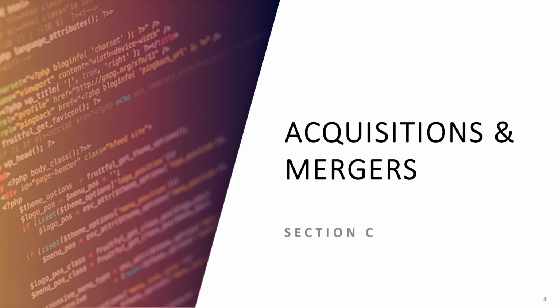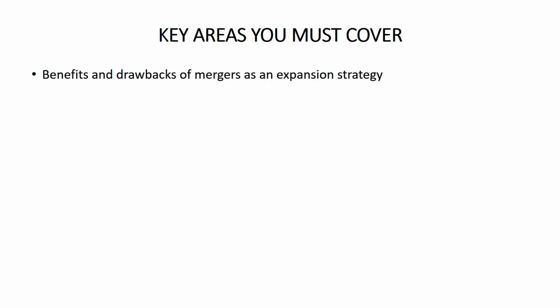right? So first, the key areas you must cover: you have to know the benefits and the drawbacks of mergers as an expansion strategy. This is like a theory part, right? Whenever you are given a topic, you are not just given the numerics, you are also given the theory. So you also have to go through the theory of it. These are some of the theories which you could be asked. I have mentioned it here.